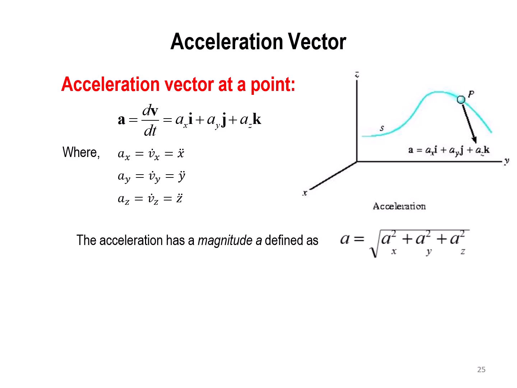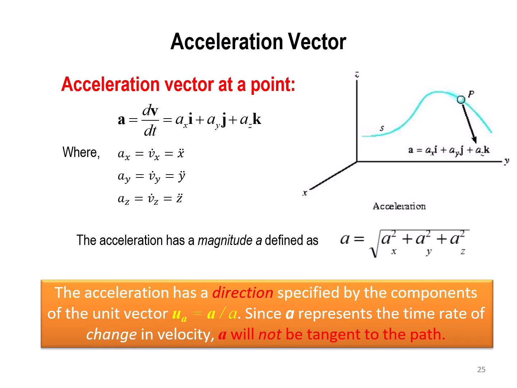The acceleration also has a magnitude that can be defined as the magnitude of the multiple accelerations. The acceleration has a direction specified by the components of the unit vector, which is going to be the vector divided by its resultant. Since the acceleration represents the time rate of change of velocity, the acceleration is not going to be tangent to the path.